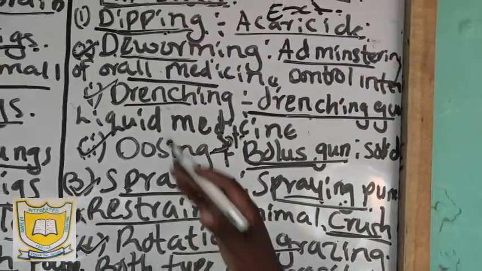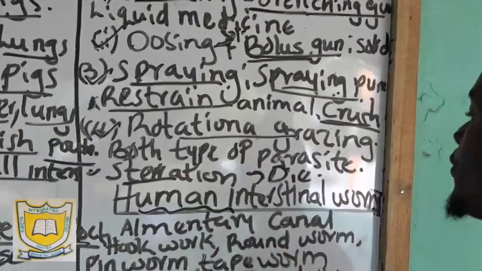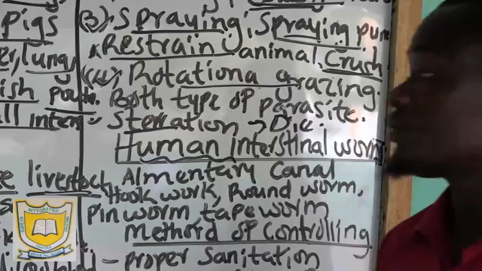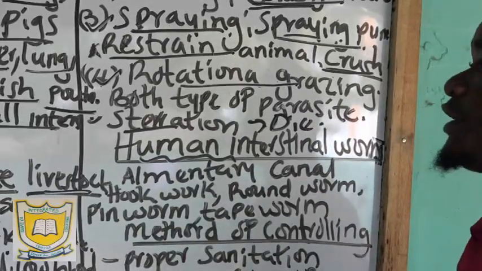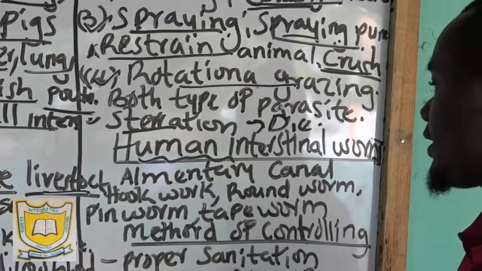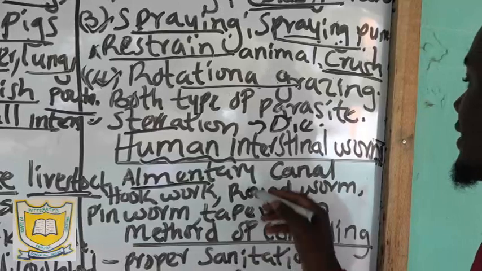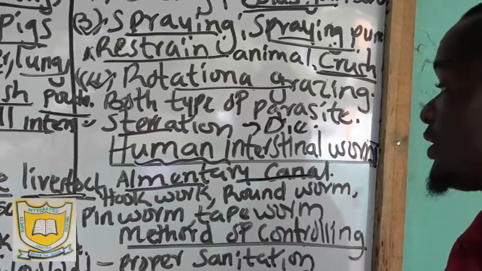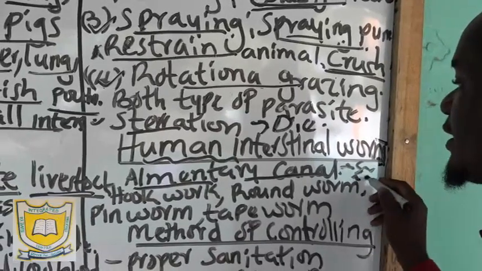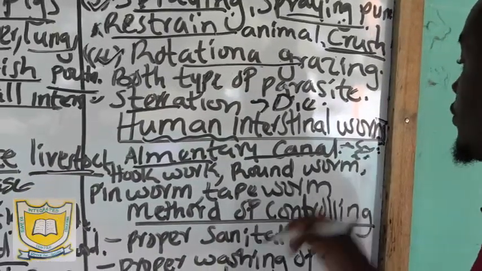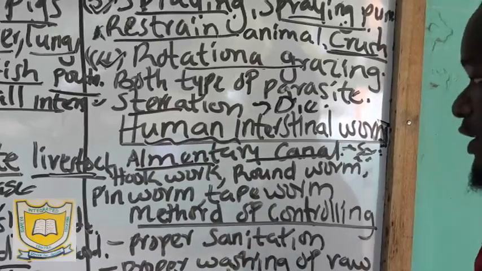Now, after talking about the parasites in general livestock, we can also discuss what we call the human intestinal worms. When you talk about human intestinal worms, these are worms that affect the human body, human beings. Mostly they are found in the alimentary canal of the human body. Now, we discussed the alimentary canal. We talked of the small intestine, the large intestine. We talked about the stomach and the ileum, duodenum, and other parts.